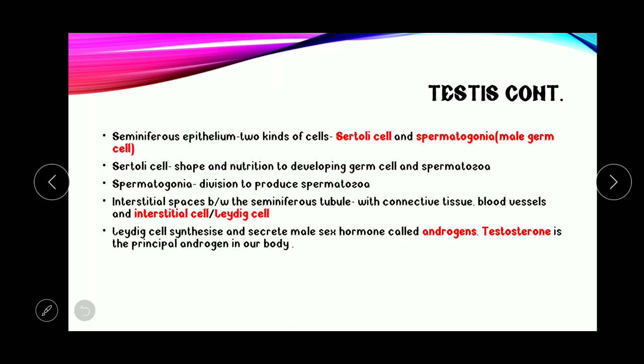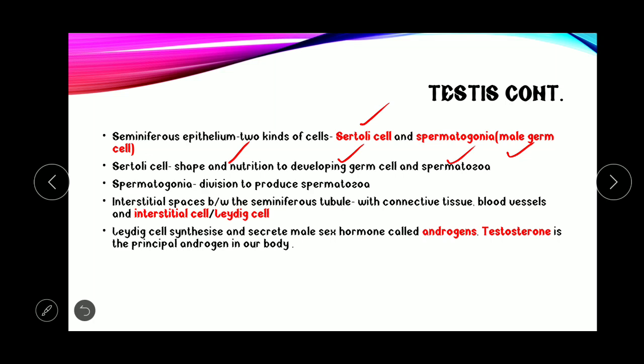So seminiferous epithelium contains two kinds of cell. What are the two kinds of cell? Sertoli cell and spermatogonia, that is male germ cell. Okay. So what is the function of Sertoli cell? Sertoli cell provides shape and nutrition to the developing germ cell and spermatozoa. Spermatozoa is the mature motile sperm cell.